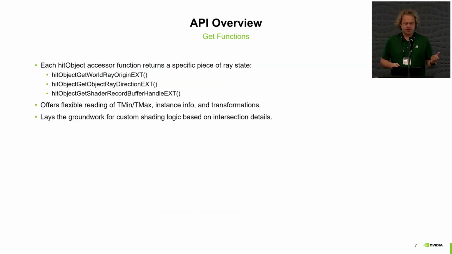And next you have this whole set of get functions. And these are all parallel to the equivalent get functions in ray pipeline or ray query, where there's the set of state that's encapsulated in the object, such as world ray origin, object ray direction, the shader record buffer handle. And all of those can be extracted with the get function from the hit object. And so this, because you can extract this information at the point of intersection and before calling the shaders, gives you the information you need to do custom shading logic or custom selection of hit groups based on the intersection details.